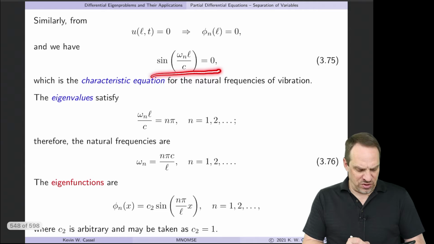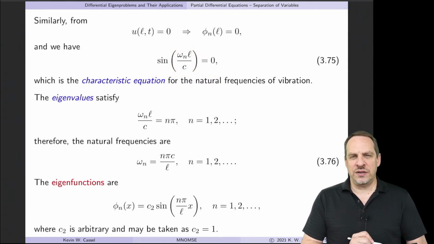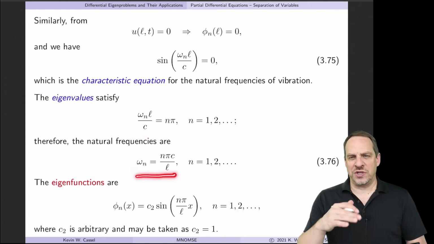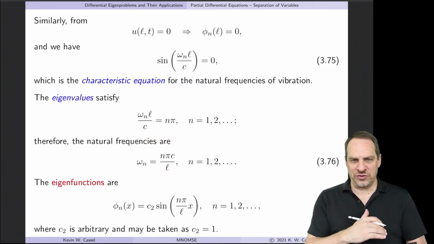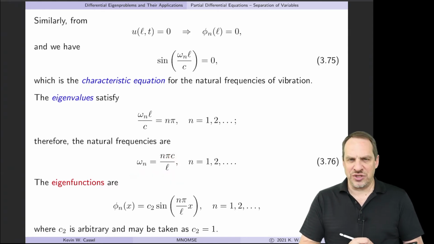And as we've seen before several times, this argument on the sine has to be equal to an integer multiple of pi. So omega times L over c has to be an integer multiple of pi. Therefore the omegas, which are related to the eigenvalues, and they are the natural frequencies, are n pi c over L. So you'll notice that the wave speed influences the natural frequencies of vibration.